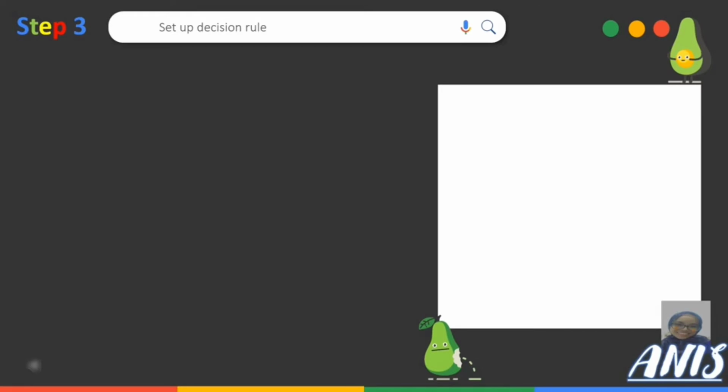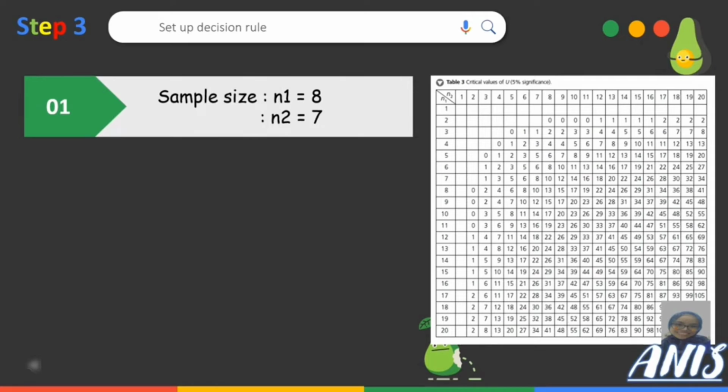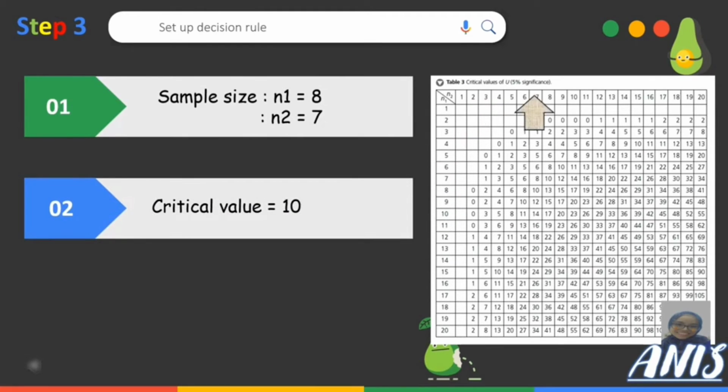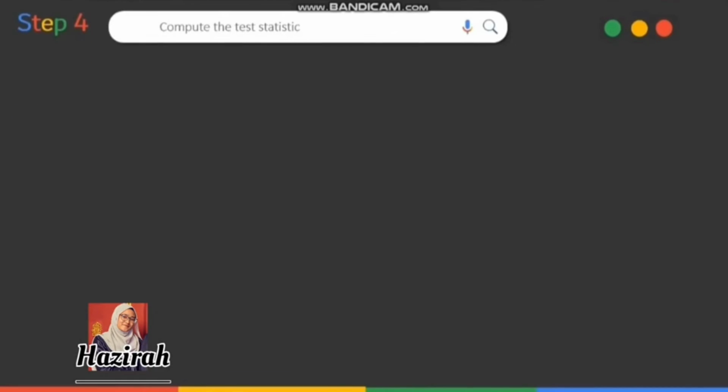The appropriate critical value can be found in the table on the right of the slide. We have sample sizes of 8 and 7, and we got that the critical value for this test is 10. So the decision rule is: reject the null hypothesis if U is below or equal to 10. Step 4 is to compute the test statistic.